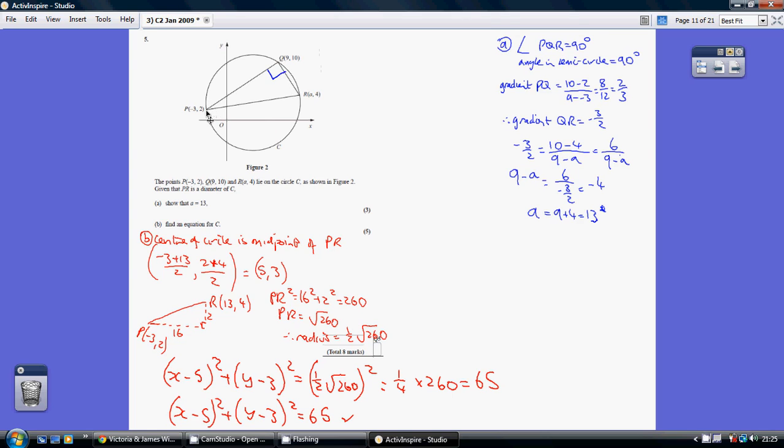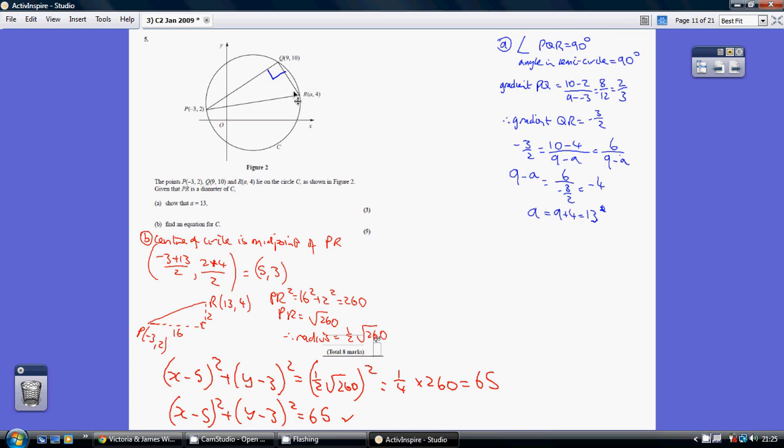So let's start off by working out the gradient of PQ. So it's the y step over the x step. So 10 minus 2 over 9 minus 3, giving us 2/3. So the gradient of PQ is 2/3. Therefore, the gradient of QR is, flip it over, change the sign, minus 3 over 2.